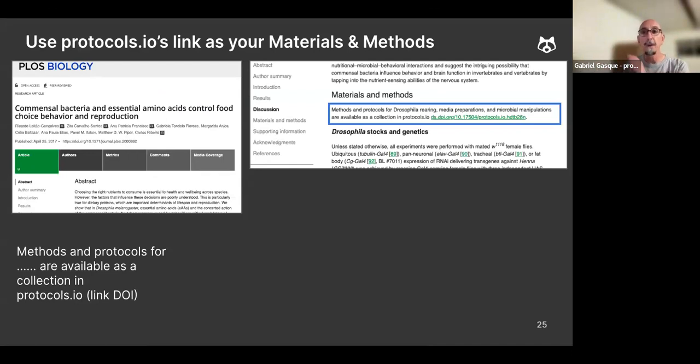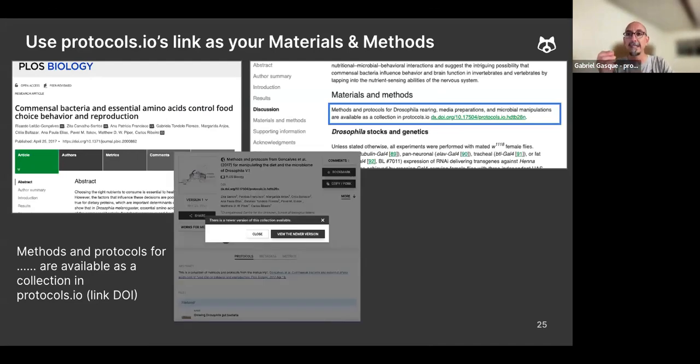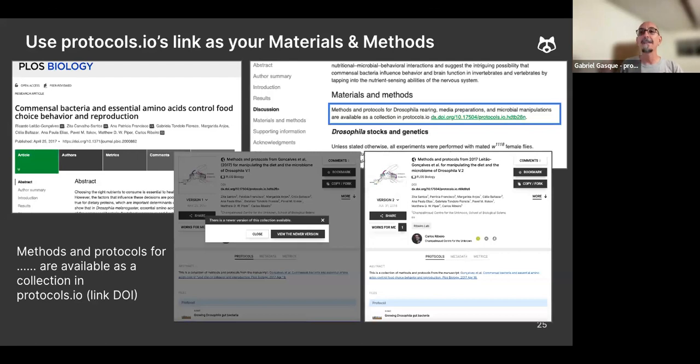The reader, by following the link, has access to the detailed step-by-step protocol in protocols.io. And a really nice thing about how protocols.io works is that the protocols are versionable, as I showed you before. So if the authors have updated their protocol since the time of publication, the reader will be notified that there is a new version and can choose to read the protocol as it was published, which is the one that we see on the screen now, or by following the View the Newer Version link, have access to the updated version of the same protocol.